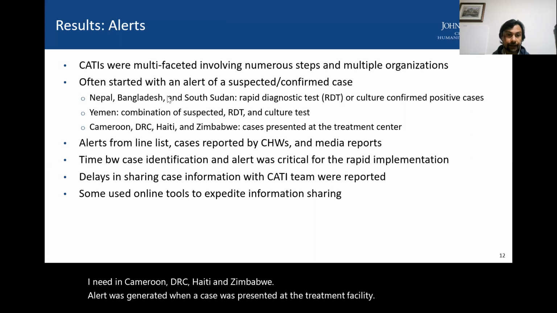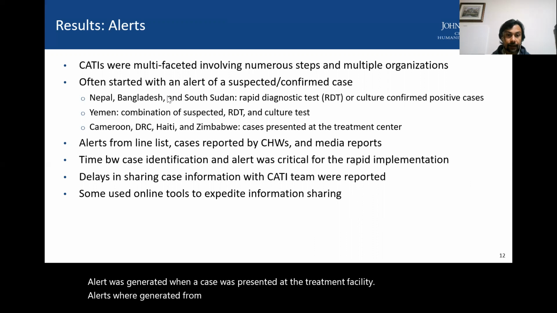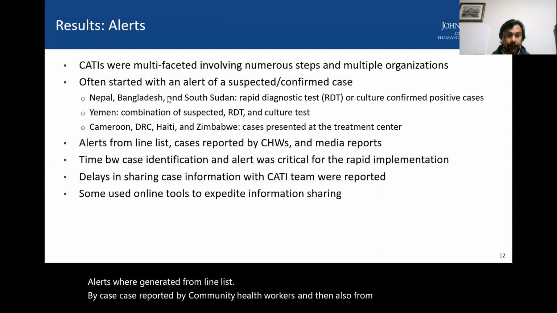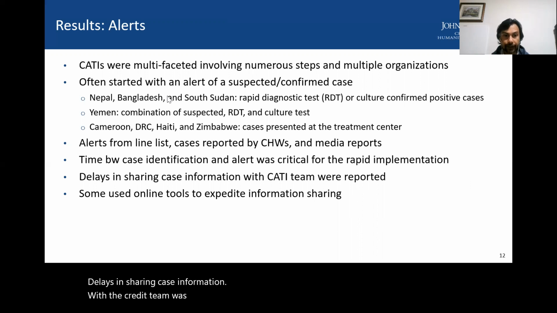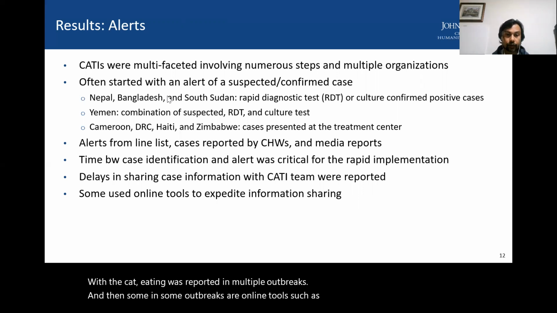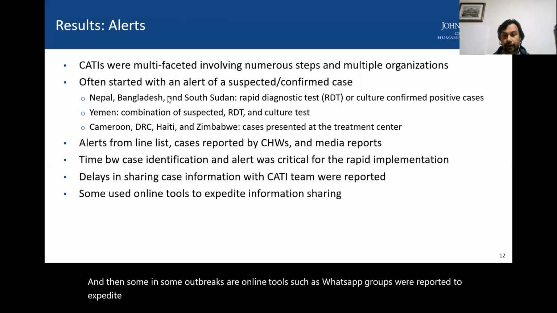Alerts were generated from line list, by case reported by community health workers, and then also from media reports. The time between case identification and alert was critical for rapid implementation. Delays in sharing case information with the CATI team was reported in multiple outbreaks. And in some outbreaks, online tools such as WhatsApp groups were reported to expedite the information sharing process.